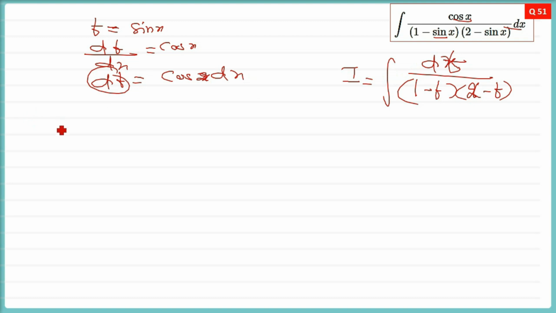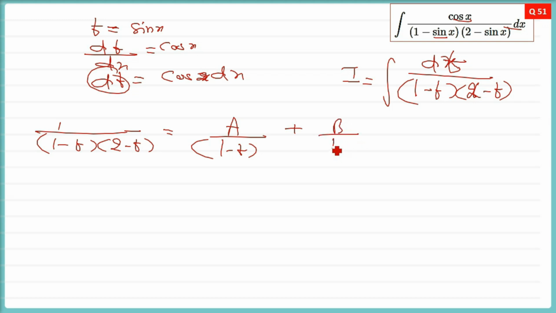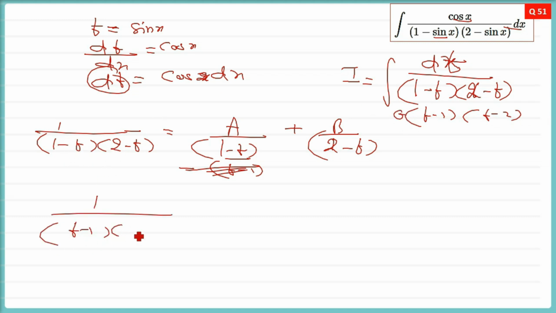And this dt by 1 minus t and 2 minus t can be written in the form of partial fractions. So you have a divided by 1 minus t, then b divided by 2 minus t. Now one more thing, you can change the positions of 1 minus t and 2 minus t with a negative sign. That means you can have t minus 1, and you take the negative out. T minus 2, the negative can be taken out. Negative becomes positive. So this will be 1 by t minus 1 and t minus 2, so a divided by t minus 1 plus b divided by t minus 2.